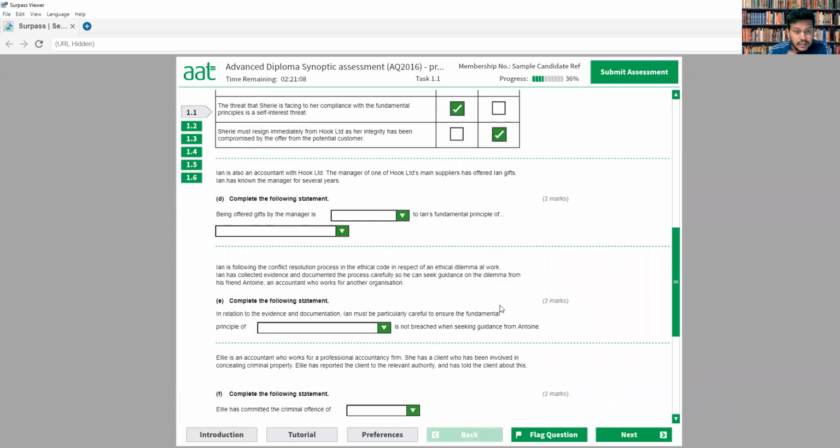Let's move to the next one. Ian is also an accountant with Hook Limited. The manager of one of the Hook Limited main suppliers has offered Ian a gift. Ian has known the manager for several years. So if you know a person for several years, that means the familiarity threat could be involved here. And this person is giving a gift.